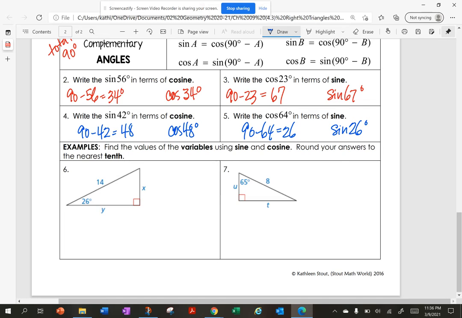All right, so let's do some problems. We are trying to solve for sides or angles. Find the variable using sine and cosine. Round to the nearest tenth. So tenth means that's 1 decimal place right here.